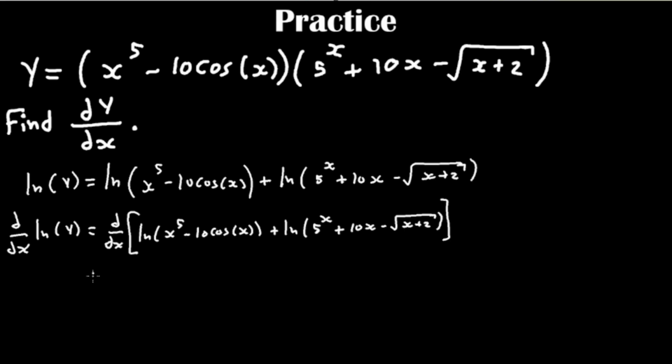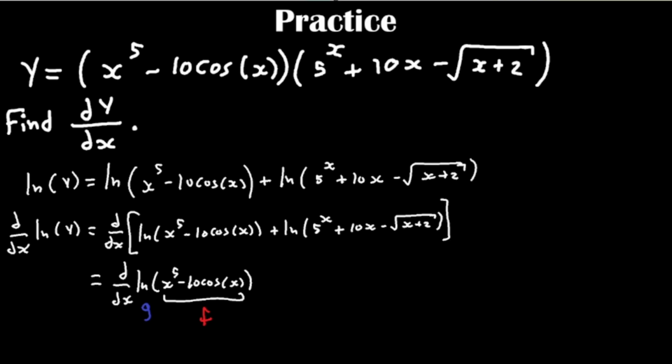For this first term, the derivative of the natural log of x to the fifth minus 10 cosine x. Well, we have two separate functions we can think about. On the inside, we have this inner function. We can call that f. We also have this outer function g. That's the natural log. Well, the chain rule says that the derivative of g of f is equal to g prime of f times f prime. Basically, the derivative of the outside, evaluated at the inside, times the derivative of the inside.